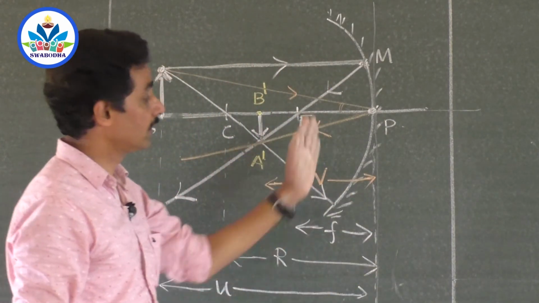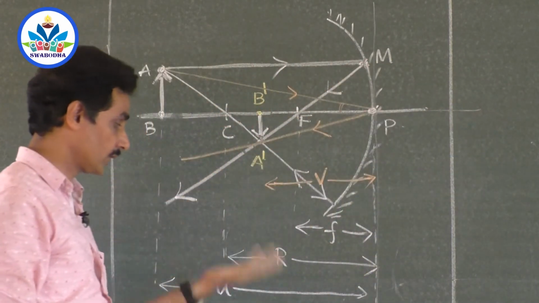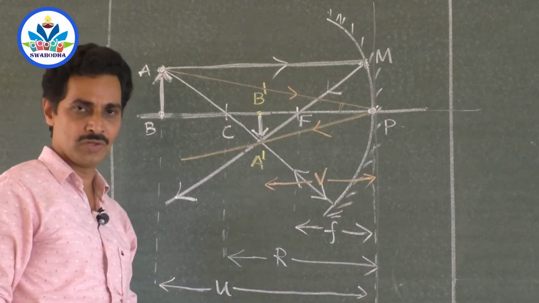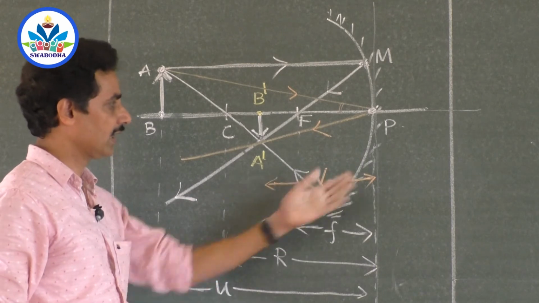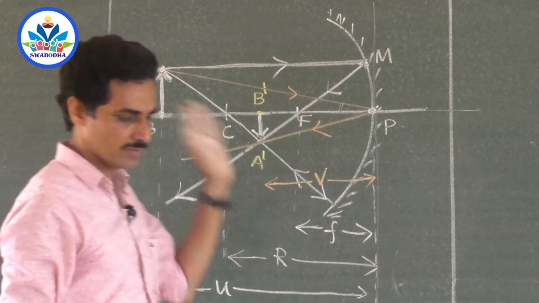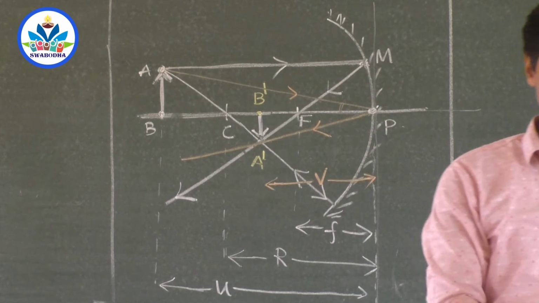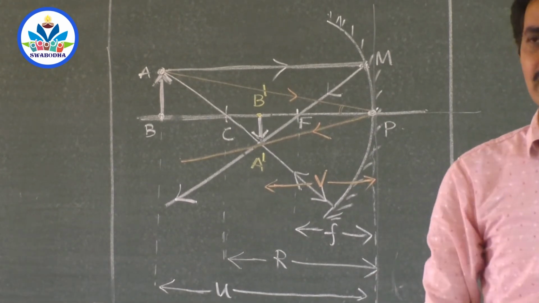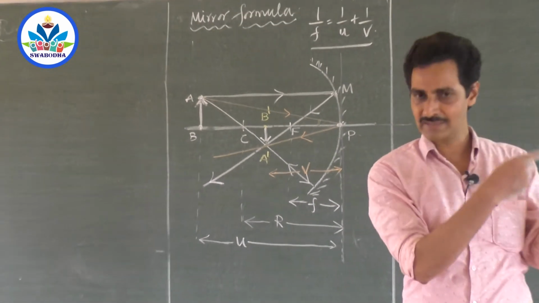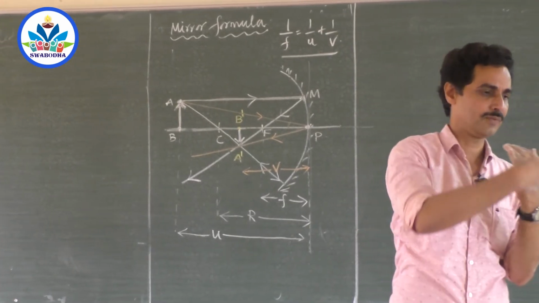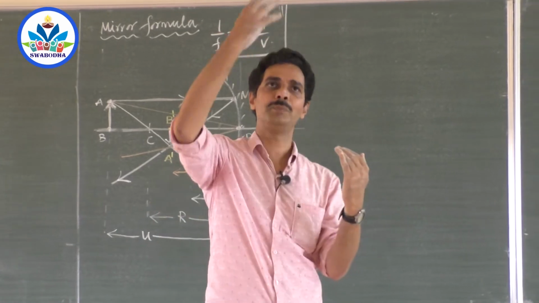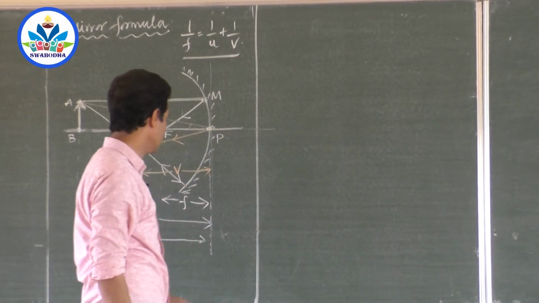But fortunately, here everything is on one side, so everything is negative. Later, when we substitute the sign conventions, U negative, R negative, F negative, V negative, everything is on the left hand side. So these are very easy sign conventions, don't get too confused with that. Take the ray of light along the positive axis and keep the mirror or lens in that way. Divide it into a coordinate system: right is positive, left negative, up positive, lower negative.